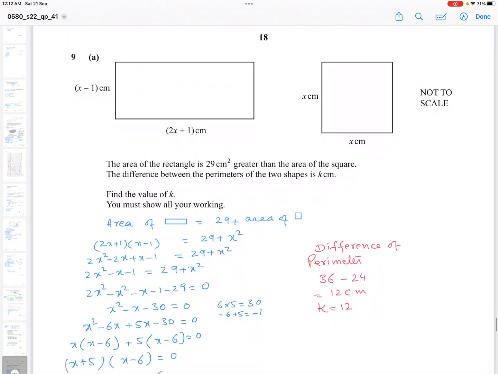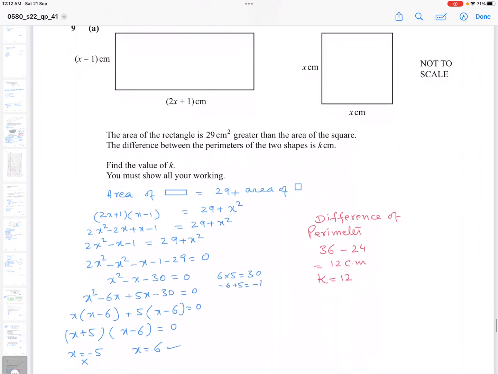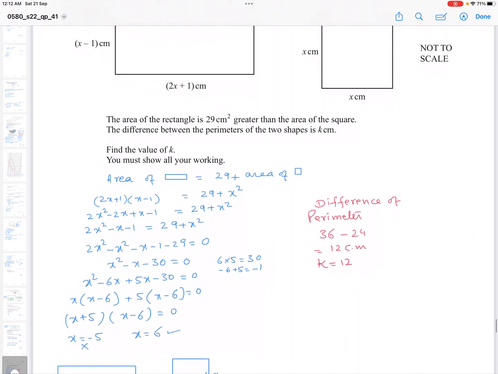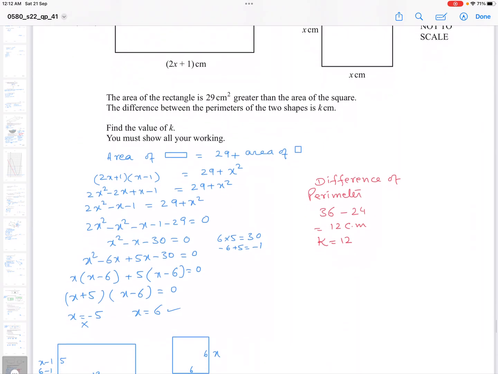Area of rectangle equals 29 plus area of square. So area of rectangle is 2x plus 1 times x minus 1 equals 29 plus x times x. This is area of square. From here, work with the like terms. You finally get x square minus x minus 30.